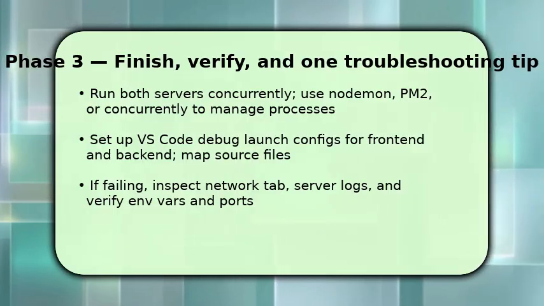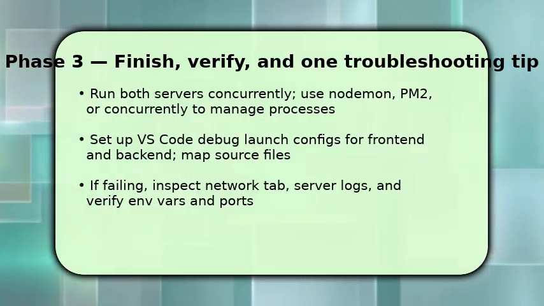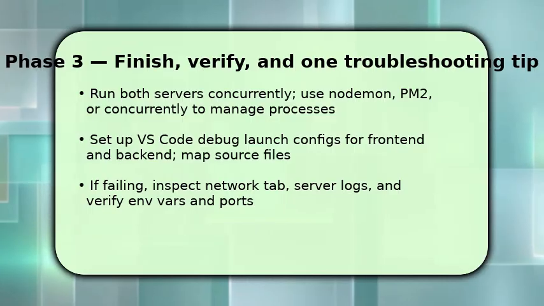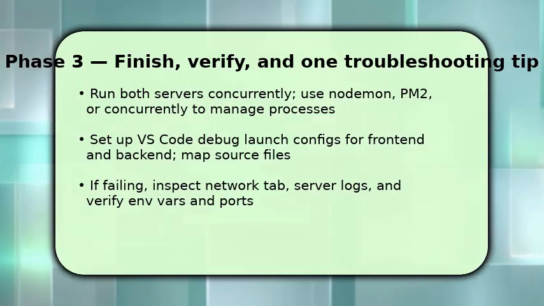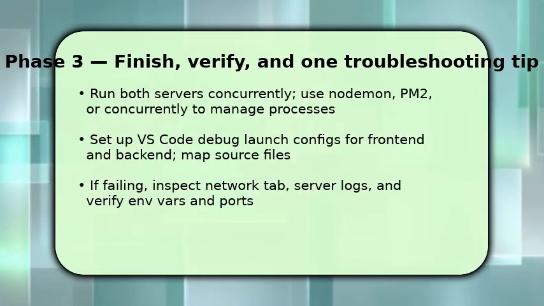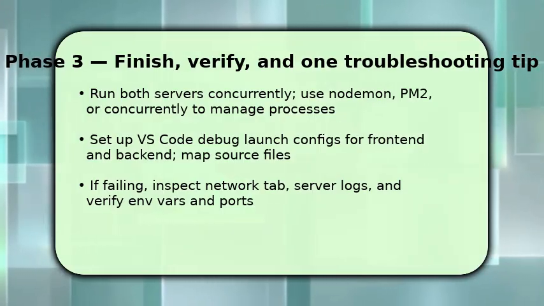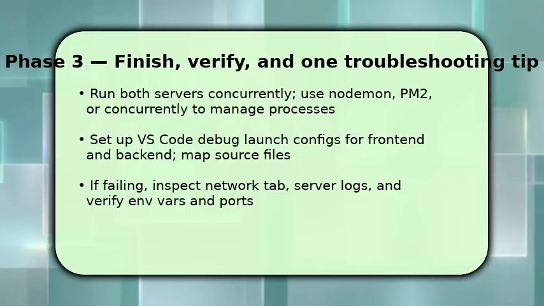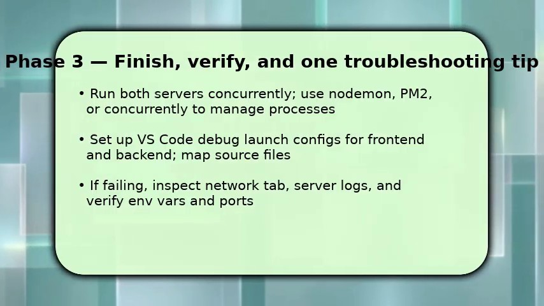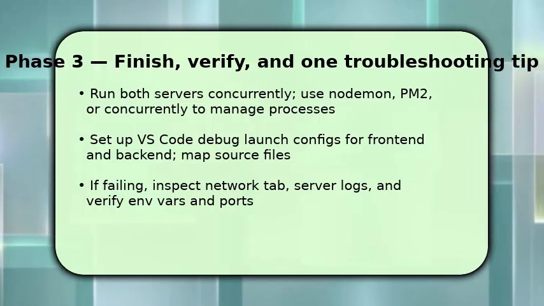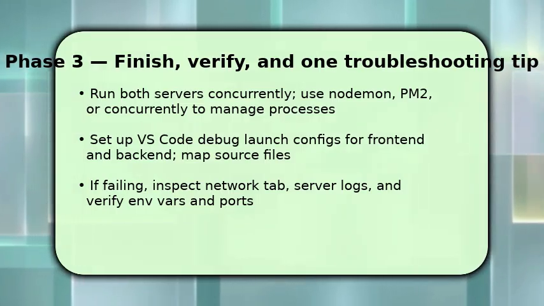Configure launch.json so you can set breakpoints in backend and frontend simultaneously. This reveals issues faster. Once done, automate concurrent starts with a script or task runner and add build steps for deployment. If things go wrong, first check network calls and server logs, then confirm environment variables and port mappings.